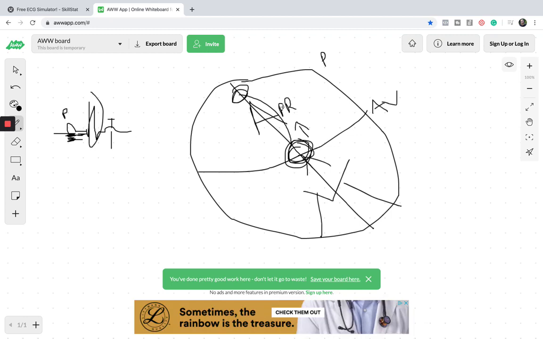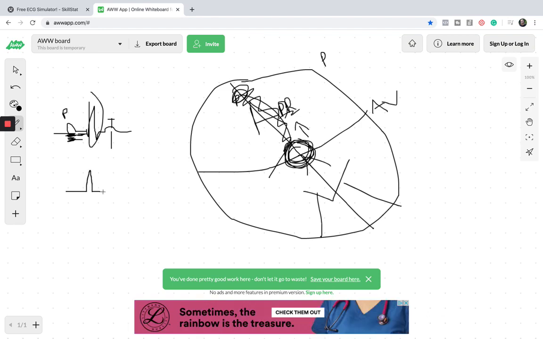All right, now, with the junction, the impulse starts in the junction, which means there's none of this stuff here. So you're not going to get a P wave, not going to get a PR interval, because there's no P wave. You're just going to get a rhythm like this. And you go, where the hell is the P wave? There is no P wave because it starts right here. Make sense? Okay. Hope that was clear.